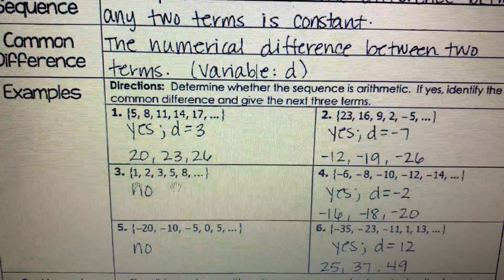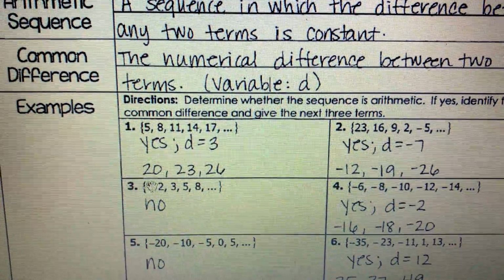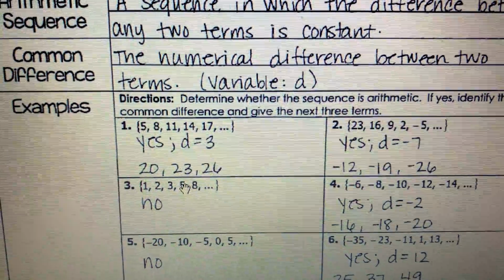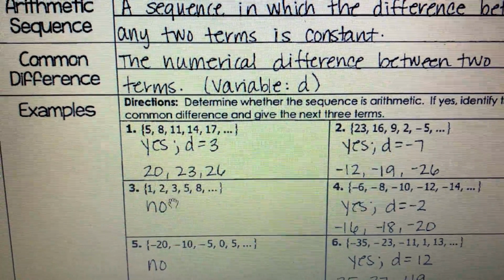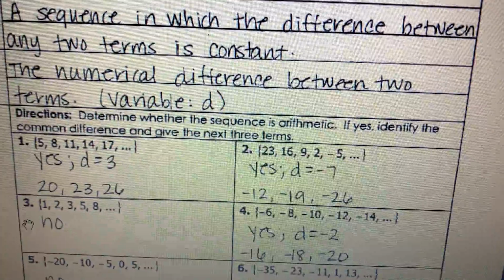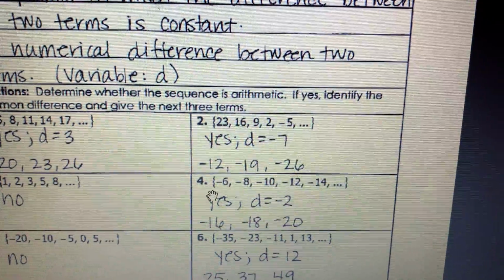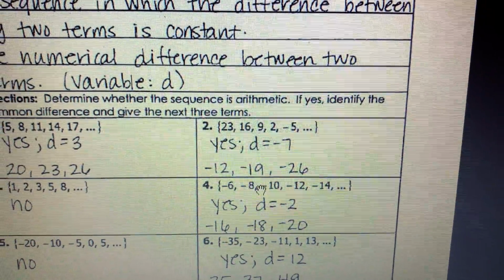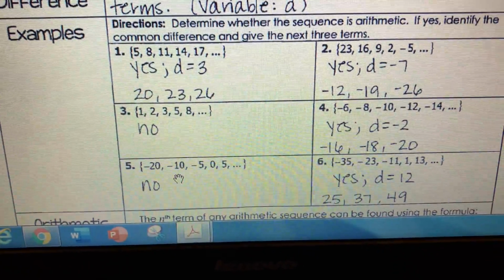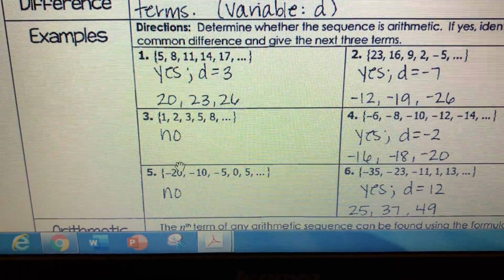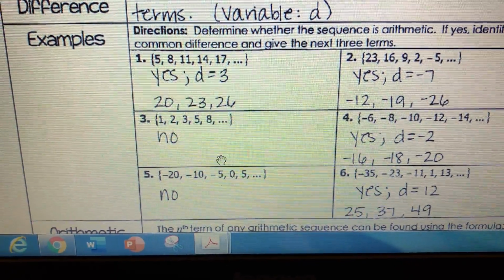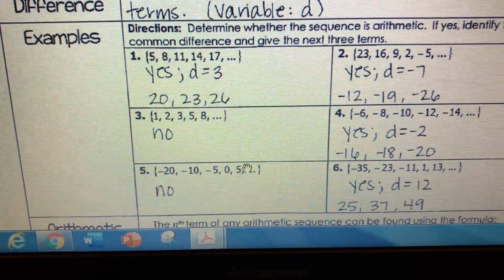Take a look at this one. The question is, is it an arithmetic sequence? So let's see. From 1 to 2, we increased 1. From 2 to 3, we increased 1. From 3 to 5, we increased 2. And so we could stop there because, no, it's not an arithmetic sequence. It doesn't increase or decrease by the same value. Take a look at this one. This one's going down 2, down 2, down 2. So, yes, this one is. Okay, how about this one? Yeah, no, it's not. It goes up 10, and then up 5, and then up 5, and up 5. So no, it's not.